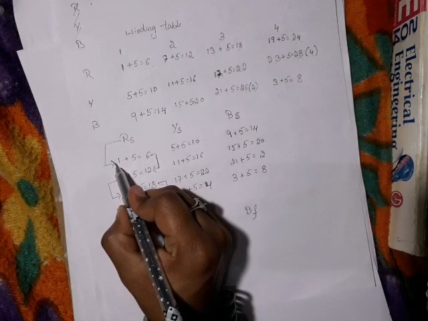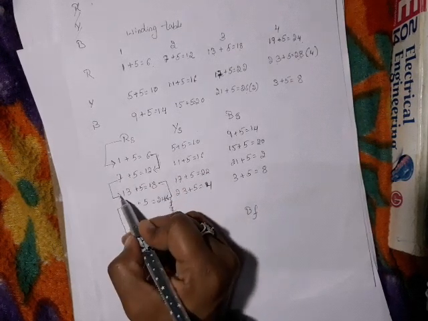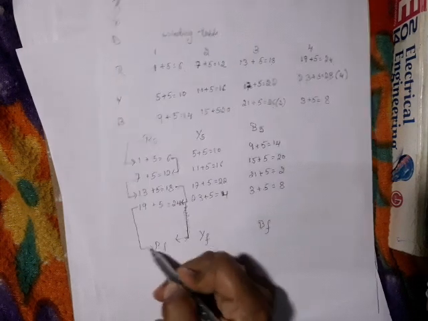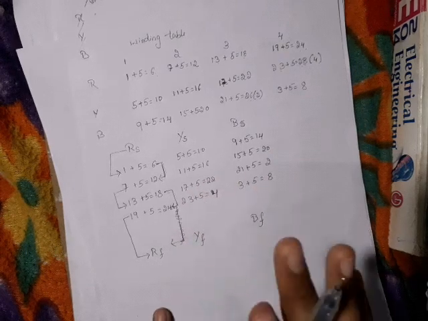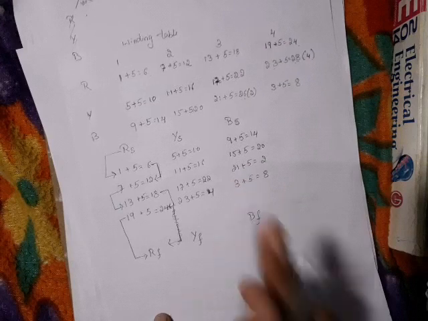RS is connected to 1. 6 is connected to 12. 7 is connected to 13. 18 is connected to 24. 19 is connected to RF. This is the pattern. Why I am writing this table, you will understand once I draw the winding diagram.